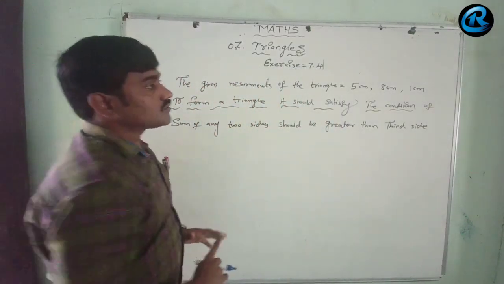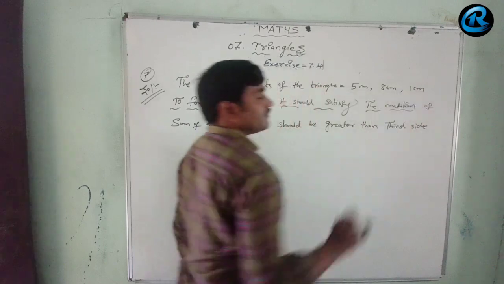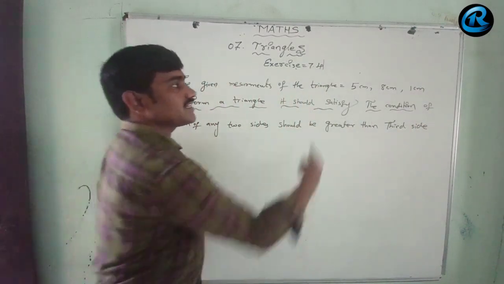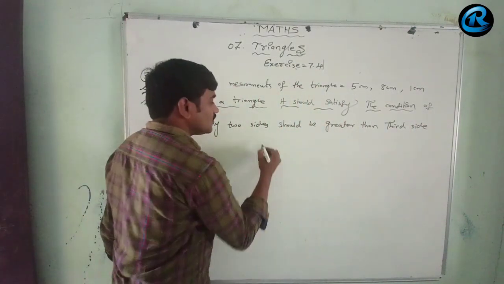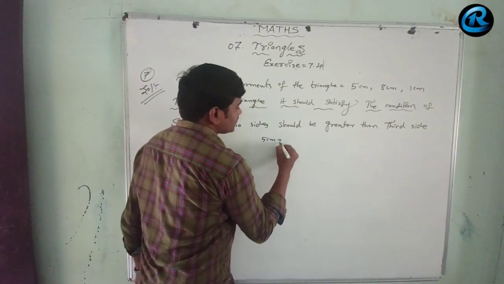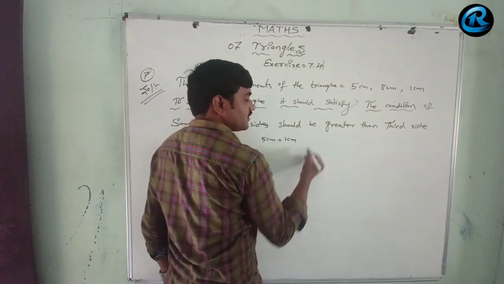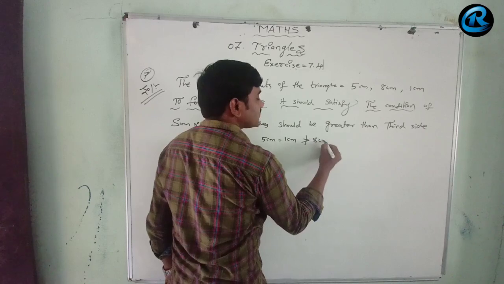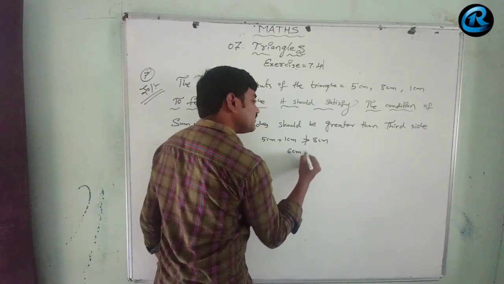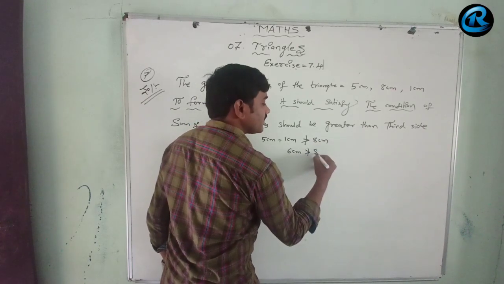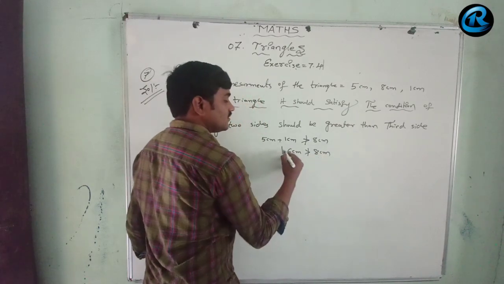ఓకే, చూద్దాం. సో 5 centimeter plus 1 centimeter, that is 6 centimeter. Is it greater than 8 centimeter? No. It's not greater than 8 centimeter. That means we get here 6 centimeter is not greater than 8 centimeter.